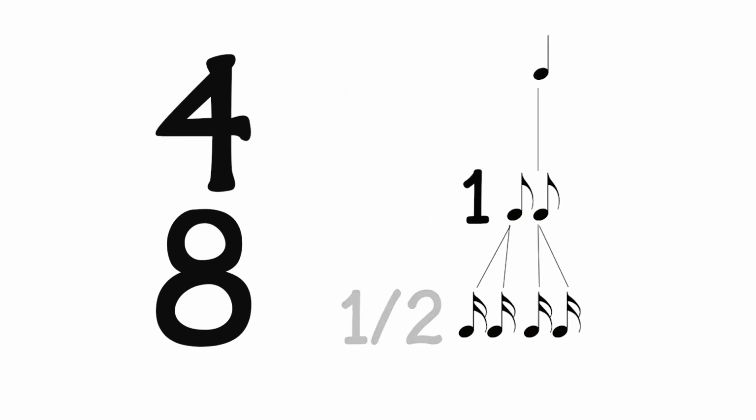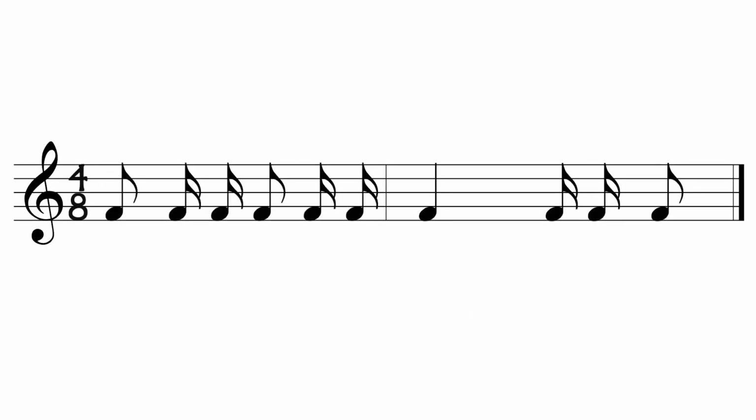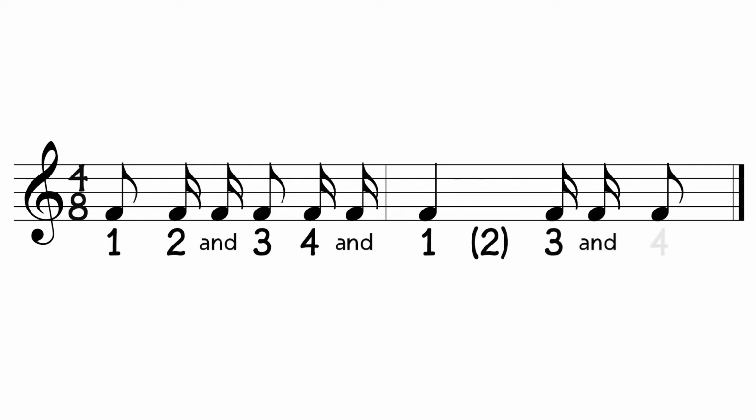Because the eighth note receives the beat, the 16th note will now receive a half a beat, and the quarter note will receive 2 beats. So this is how you would count this set of rhythms. 1, 2, and 3, 4, and 1, 2, 3, and 4.